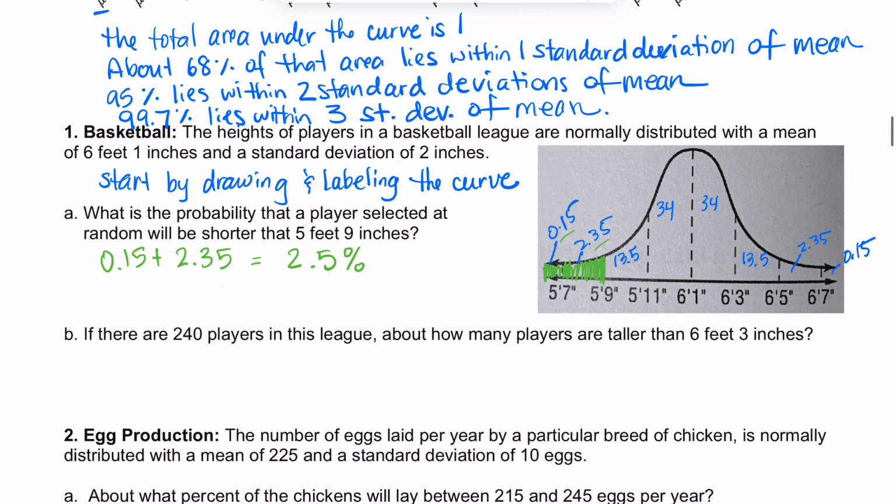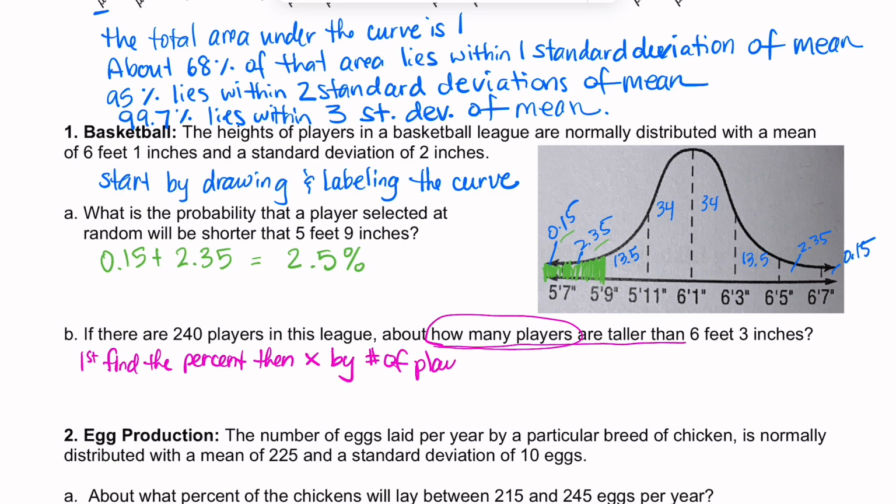The next question asks us if there are 240 players in this league, about how many players are taller than 6 feet 3 inches. This is asking for how many players, so we want a number, not a percent. But in order to find that number, we first have to find the percent. First, find the percent. Then multiply by number of players.